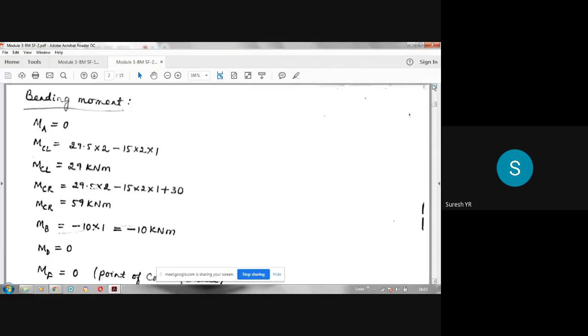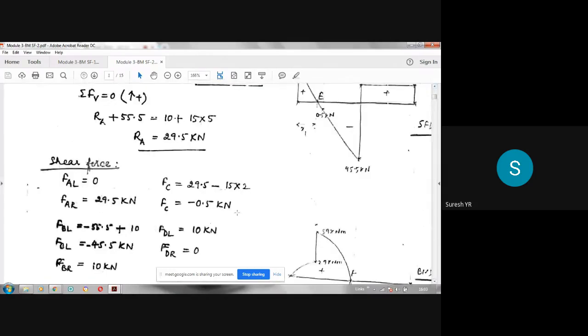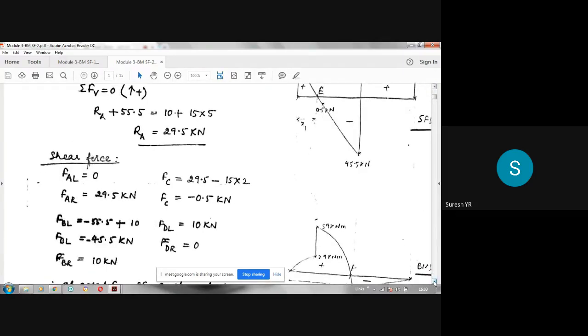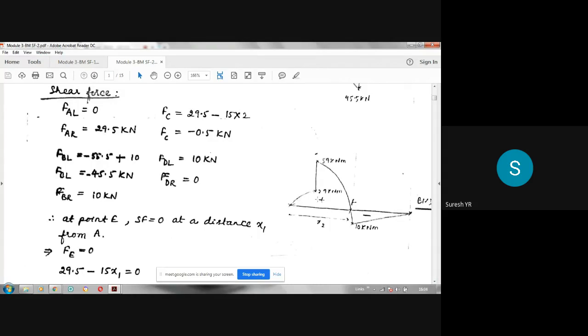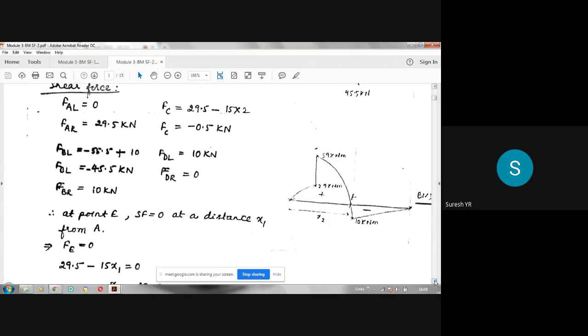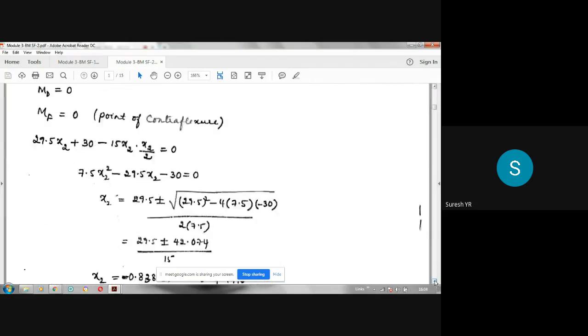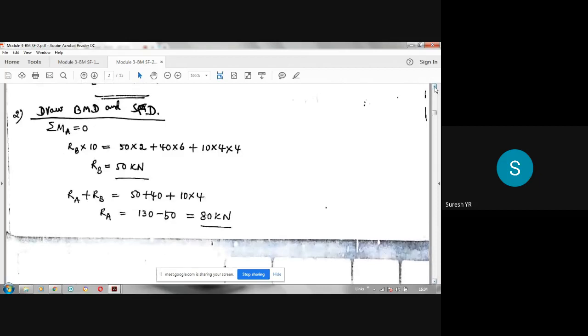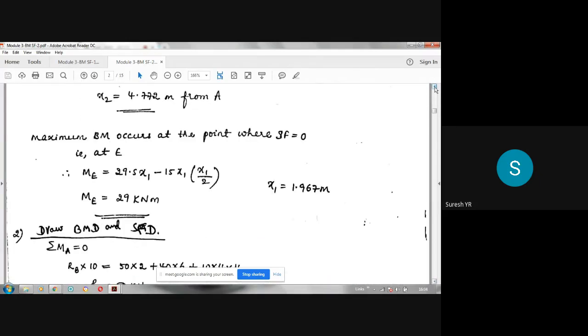If you observe the bending moment diagram here, where the maximum bending moment is, you can see that it is 59 here. This 59 kilonewton meter is the maximum bending moment. So what you can directly write is that the maximum bending moment occurs at 59, or 29 kilonewton meter. And of course, you know that it occurs at E. Maximum bending moment occurs at the point E.